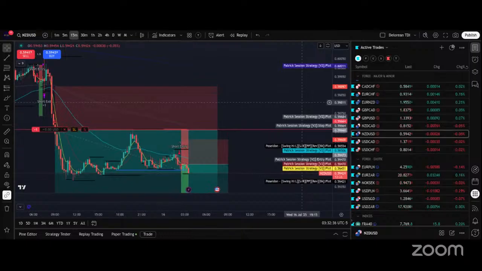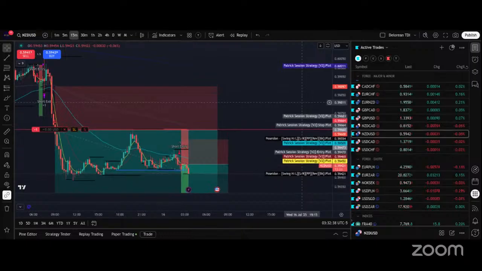The yellow line is the power of the buyers. The red line is the power of the sellers. In this particular case, red is on top of yellow. Sellers have control of the market on New Zealand dollar in the 15-minute.